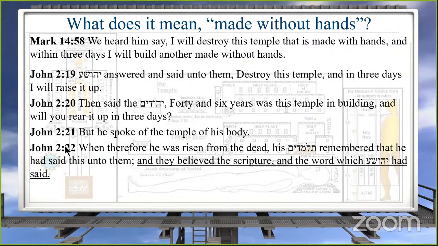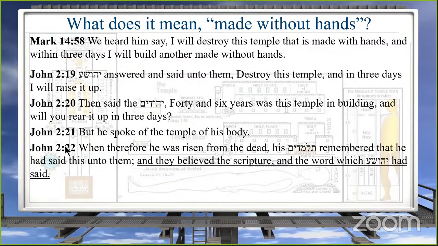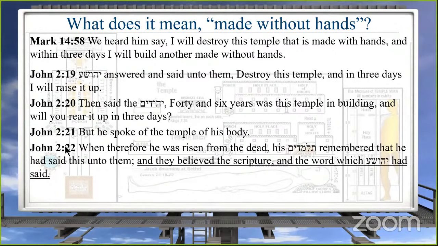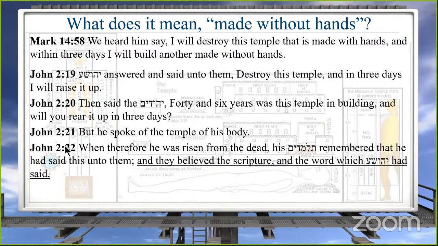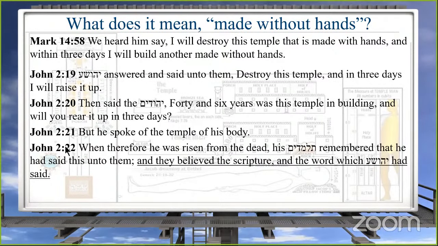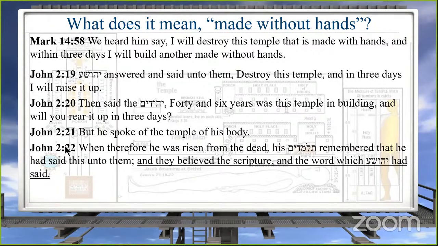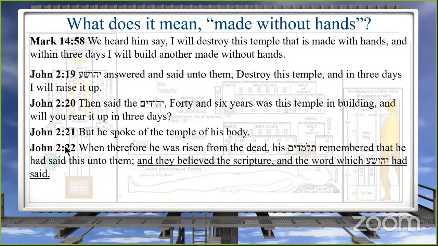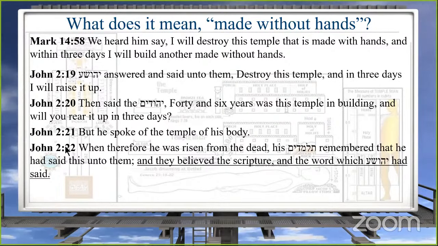So the first part is he's going to destroy the temple that was made with hands. Everyone says, that's the physical temple. Then he says, in 3 days, I will build another made without hands. Which one is that? Mashiach's body, made without hands. In 3 days, what happened? Then he died and rose again. Keep that in mind.